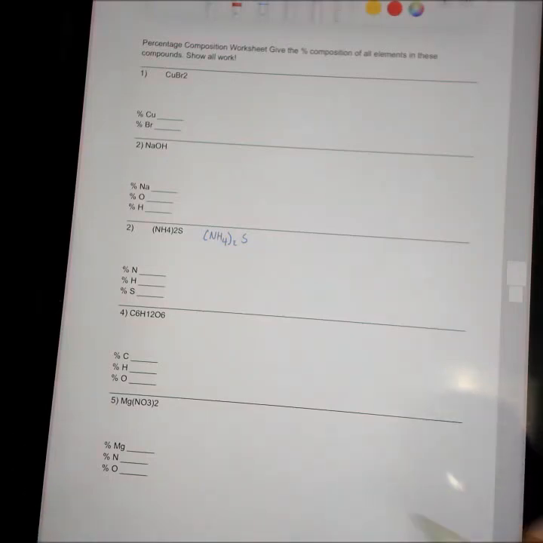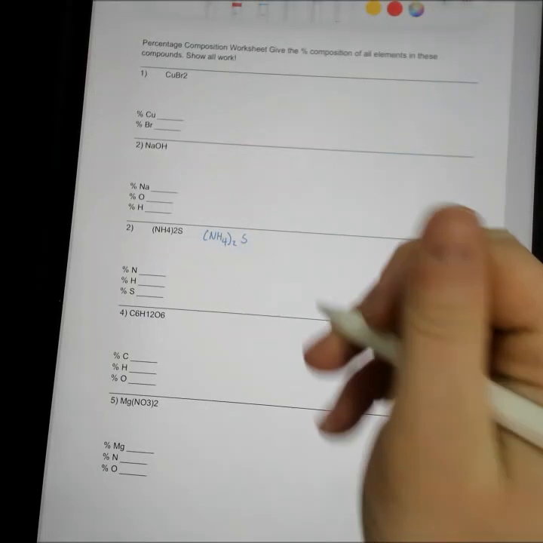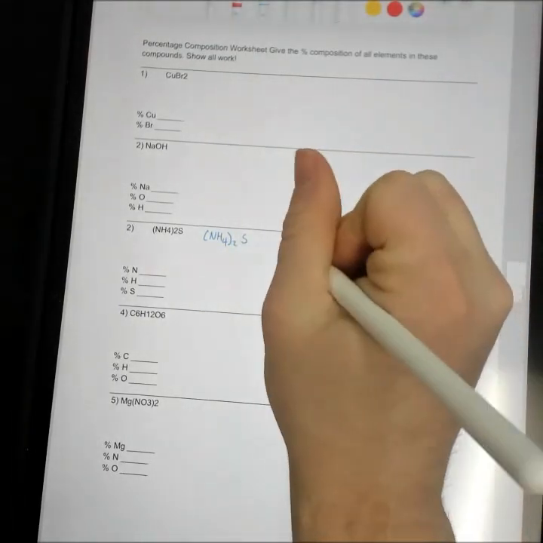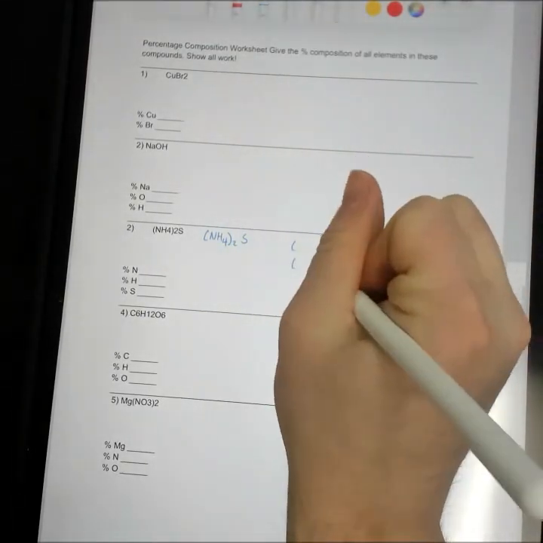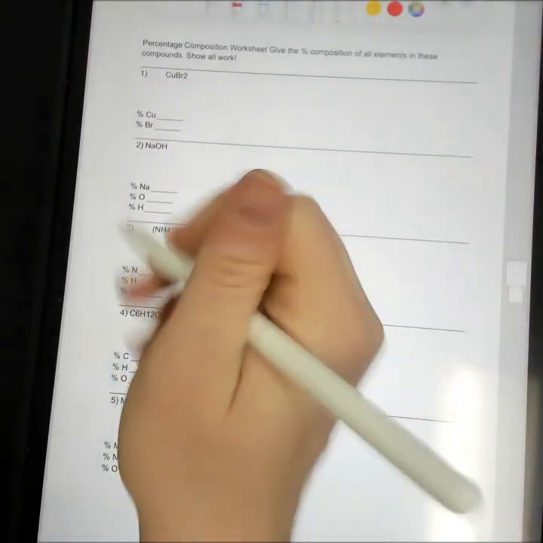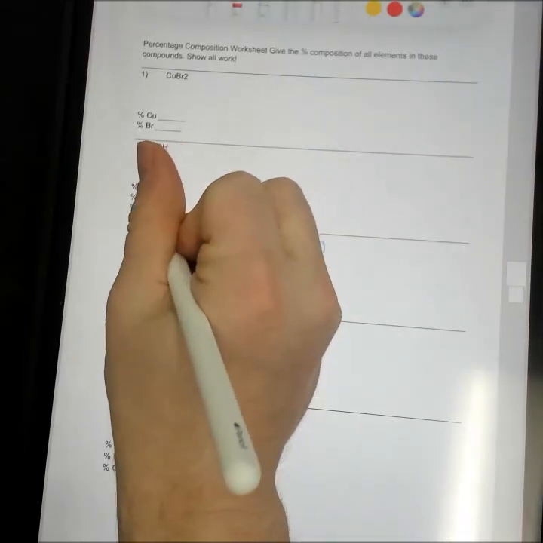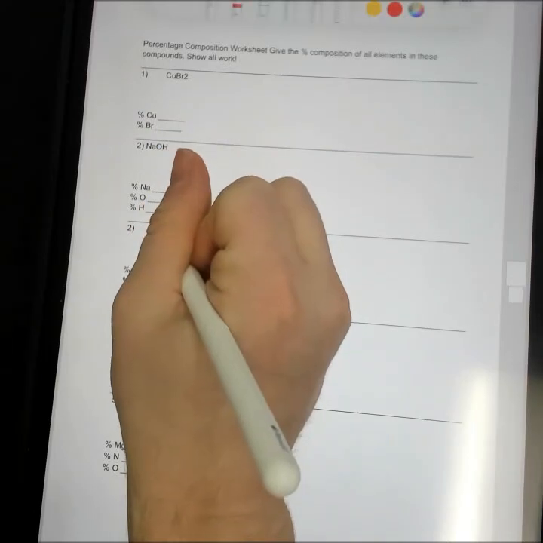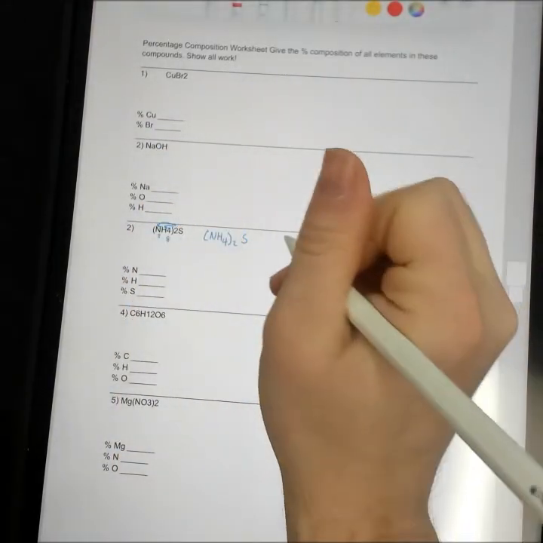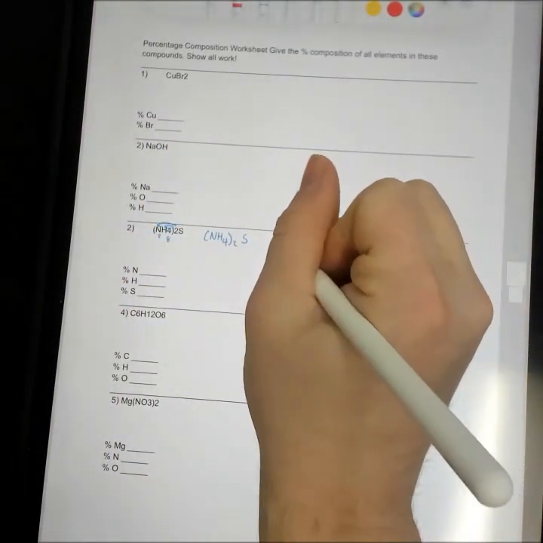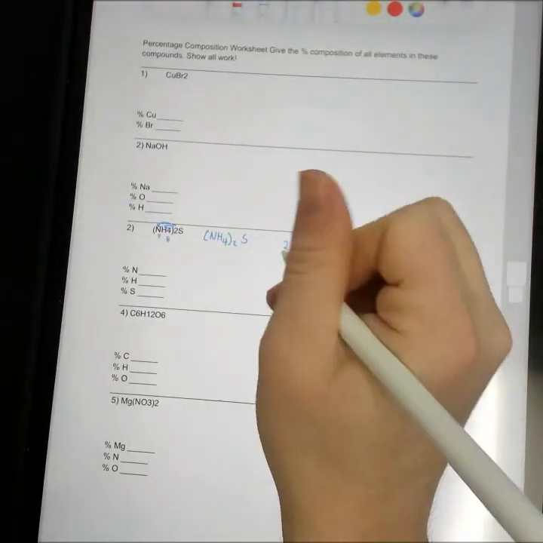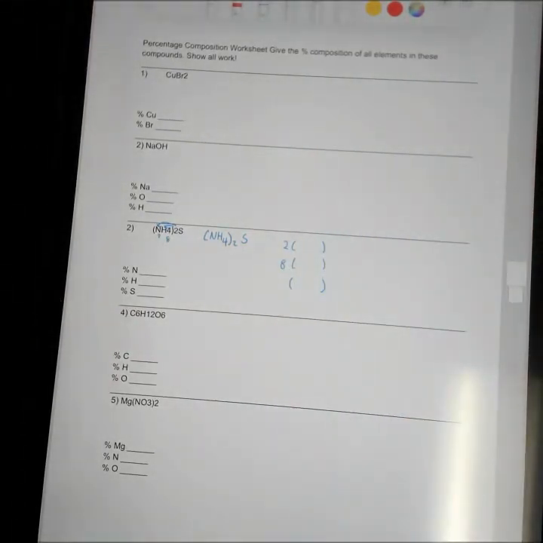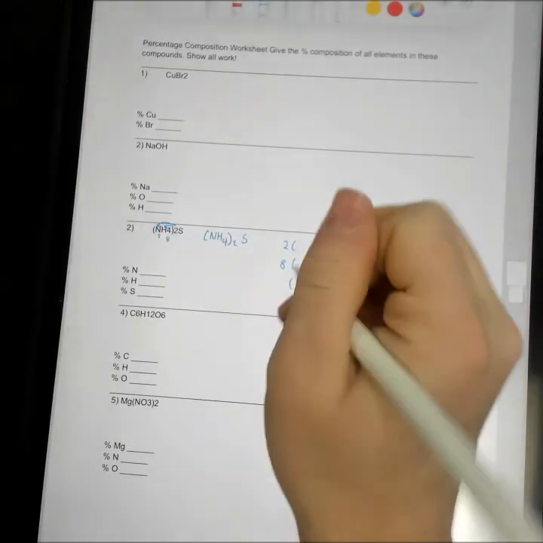This is just molecular mass, the same way we did that, or molecular weight. Again, break it down into how many elements you have, then how many of each. Do remember this 2 goes to both the N and the H. So I actually have 2 N's and 8 H's. I'm going to put 2 in front of my N's, an 8 in front of my H, and then how many S's do I have? I got 1.